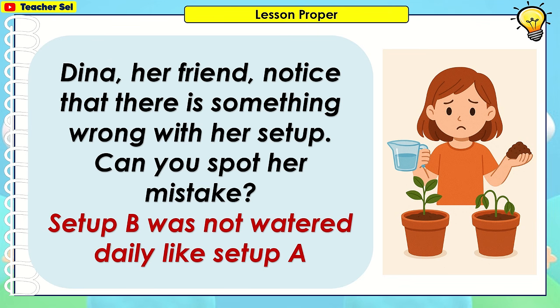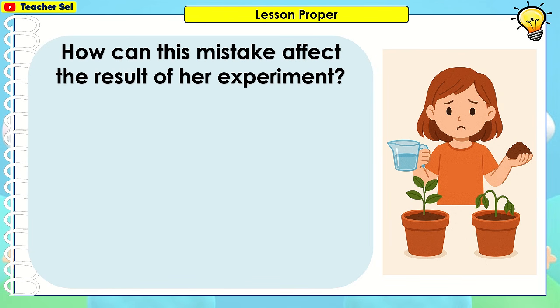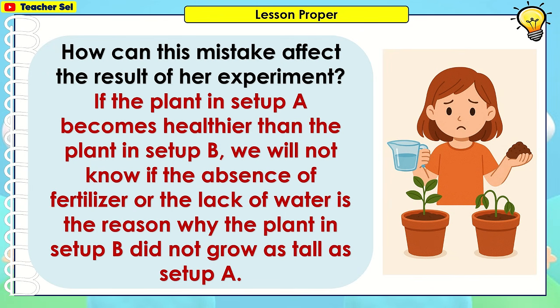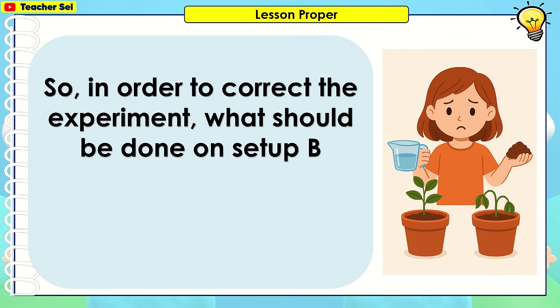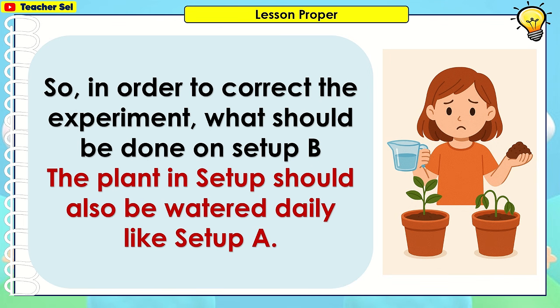Setup B was not watered daily like setup A. How can this mistake affect the result of her experiment? If the plant in setup A becomes healthier than the plant in setup B, we will not know if the absence of fertilizer or the lack of water is the reason why the plant in setup B did not grow as tall as setup A. So in order to correct the experiment, what should be done on setup B? The plant in setup B should also be watered daily like setup A.